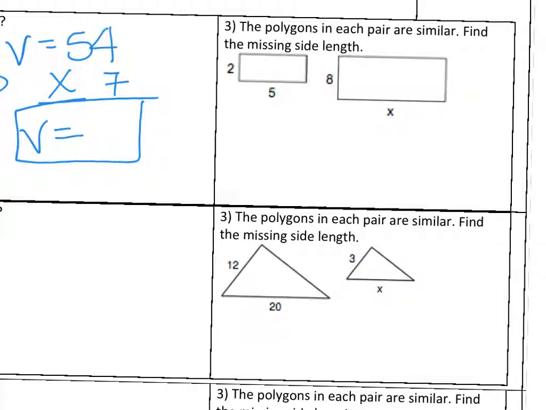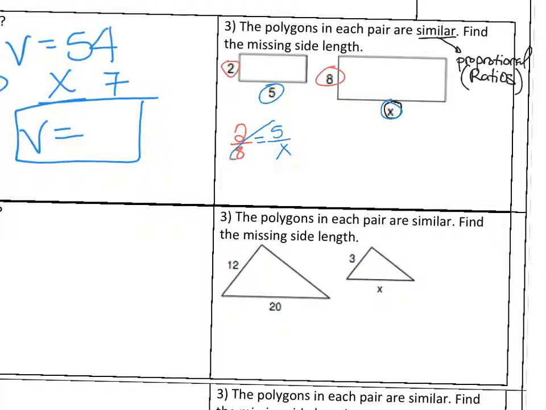Number 3. It says the polygons in each pair are similar. Find the missing side length. The missing side length is clearly x because everything else has a number. The word similar can also mean proportional. When you thought of proportionality, you also thought of ratios. So let's think about our first example. If I was going to write my ratios out, my first ratio is 2 to 8, and my next ratio is 5 to x. You can set them equal to each other because if they're proportional, that means that they reduce to the same number. So they're equivalent ratios.